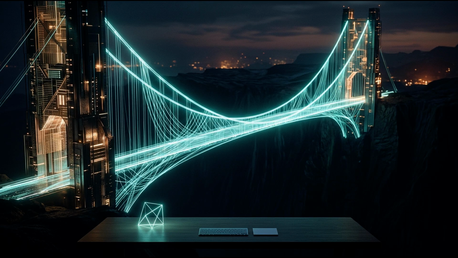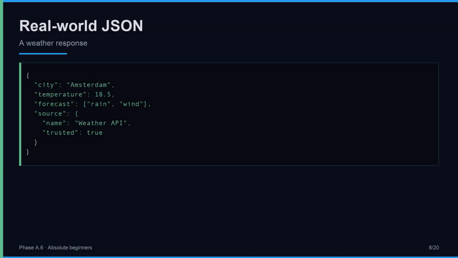JSON bridges worlds. A server in one language, a client in another, a database somewhere else, all connected by a simple shared text format. It carries meaning across every boundary in modern software. It connects worlds.